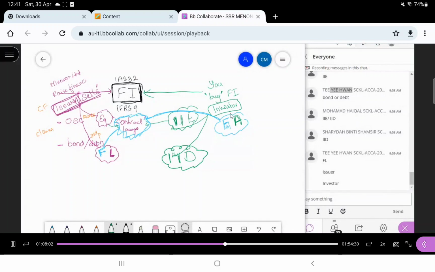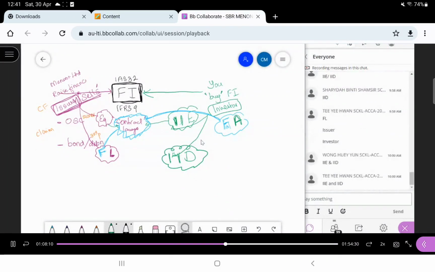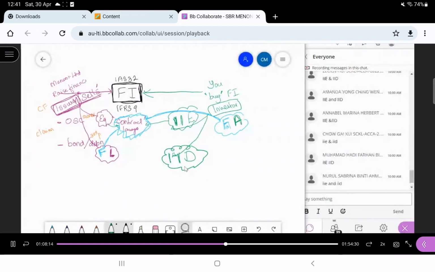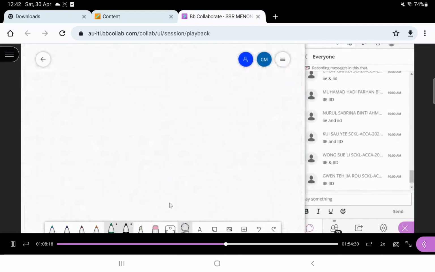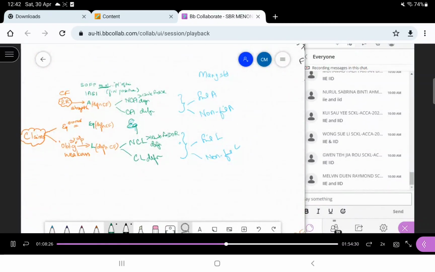Now, can all of you please reply? What are the only financial assets you have? Quickly type it out. That's right. IIE, IID. So now, come back here. Do you all understand? IIE, IID, and of course, the obligation by contract.